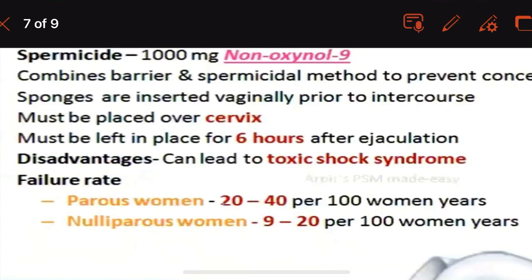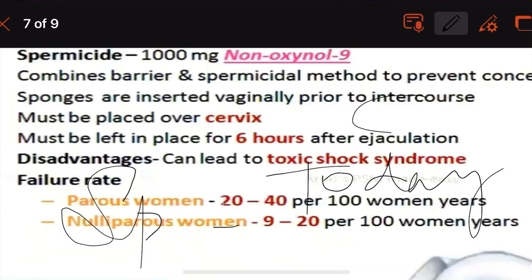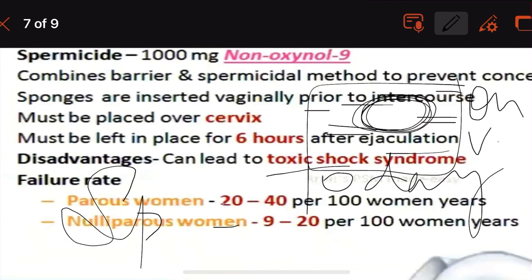The sponge is popularly under the trade name Today. And what do they do? This sponge will be soaked in olive oil or vinegar. After soaking the sponge in olive oil or vinegar, it will be saturated with the spermicide. What is the name of the spermicide? Nonoxynol 9.